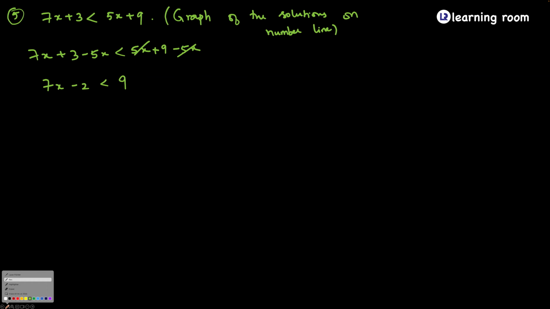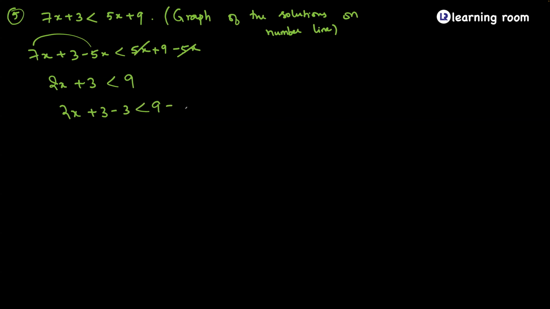Sorry, correction. So it is going to be 2x plus 3 less than 9. In this problem, you can take 3 to the other side. So 2x plus 3, subtract 3, less than 9 minus 3. Cancel this. So 2x is less than 6, so x will be less than 3. The inequality doesn't change. So the answer is going to be minus infinity to 3, open bracket. Is that clear?